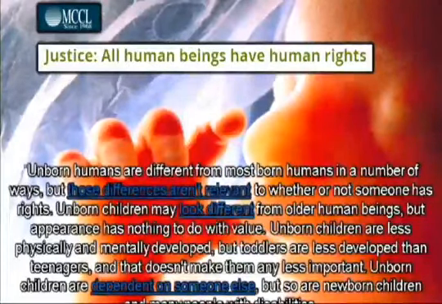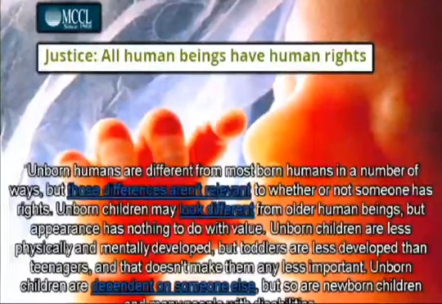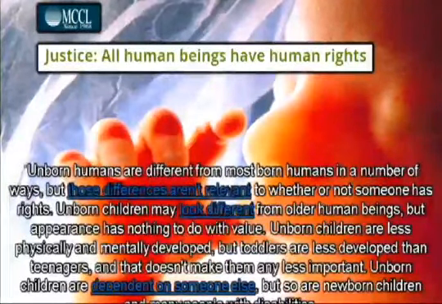It says, unborn children are less physically and mentally developed, but toddlers are less developed than teenagers. And that doesn't make them any less important. Now think about what they just said. An unborn child is not developed physically and mentally yet, right? So it's not as developed as a toddler. So does that make it less important than the toddler? Because the toddler is not as developed and as mentally capable and educated like a teenager is. Does that make it less valuable than the teenager?